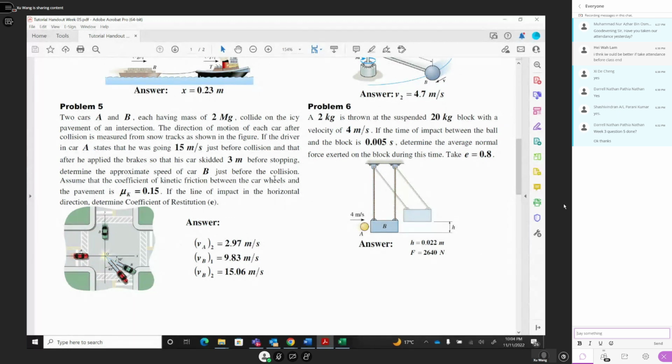Then determine car B's velocity, and also determine the coefficient of restitution e. Okay, so this is the question. Then we come to the solution.